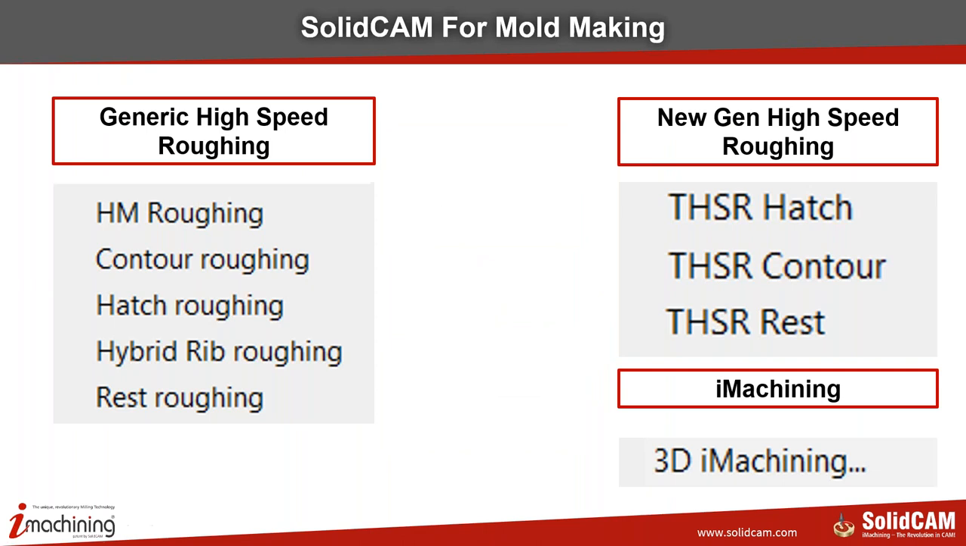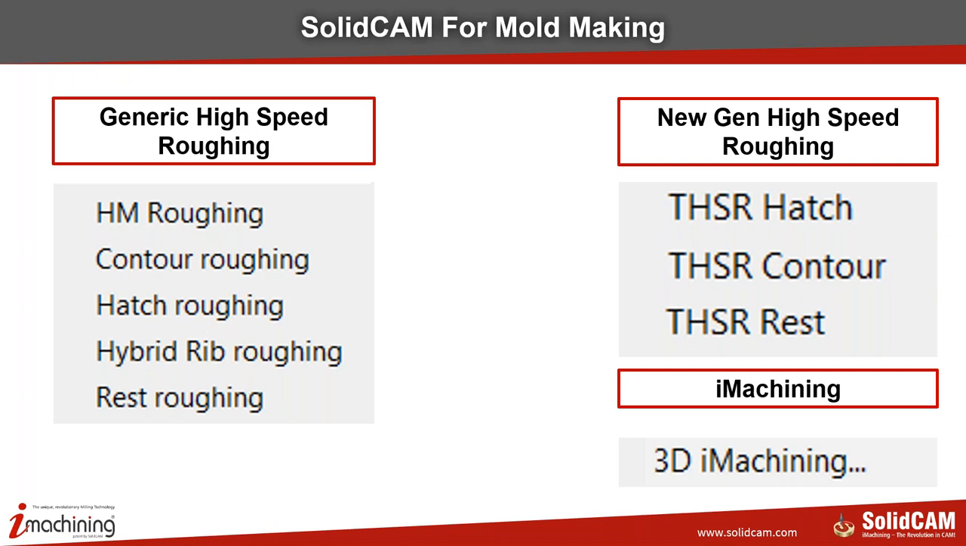What we have today in our agenda for CAM for mold making is basically two items. One is the roughing and the other one is the finishing. In roughing, we have three different types. We have generic high-speed roughing, then we have a new generation high-speed roughing, and we have iMachining 3D. We are going to see all of these today in the two parts that we will look at.